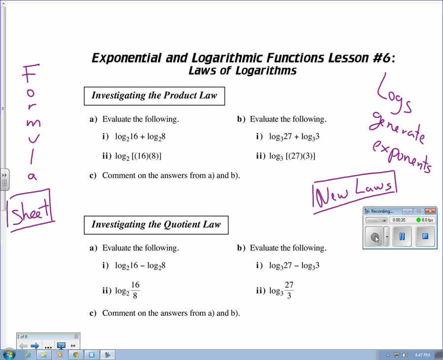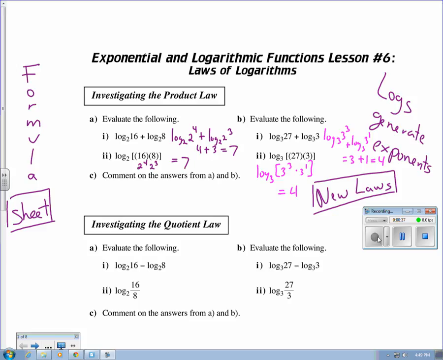I'm going to try to do log base 2 of 16 plus log base 2 of 8, and then also try to multiply them. I'm going to use my brain power, not my calculator. See if you can do that as well.